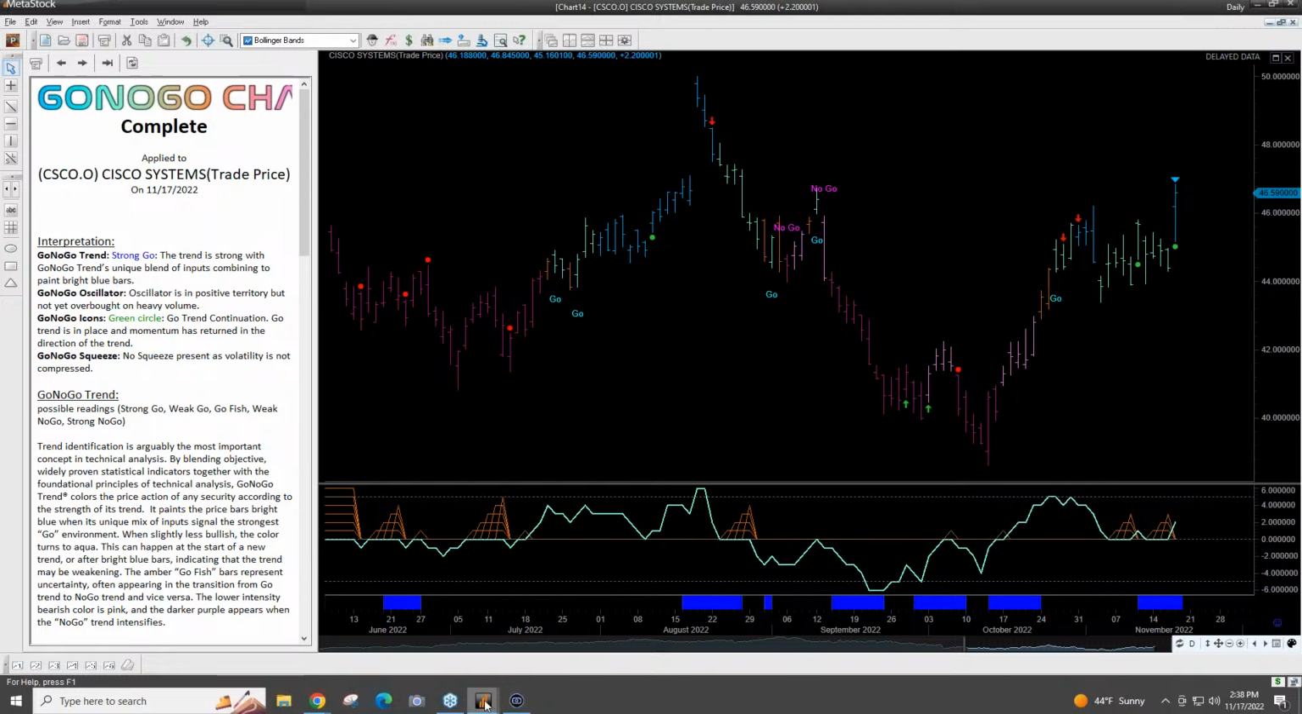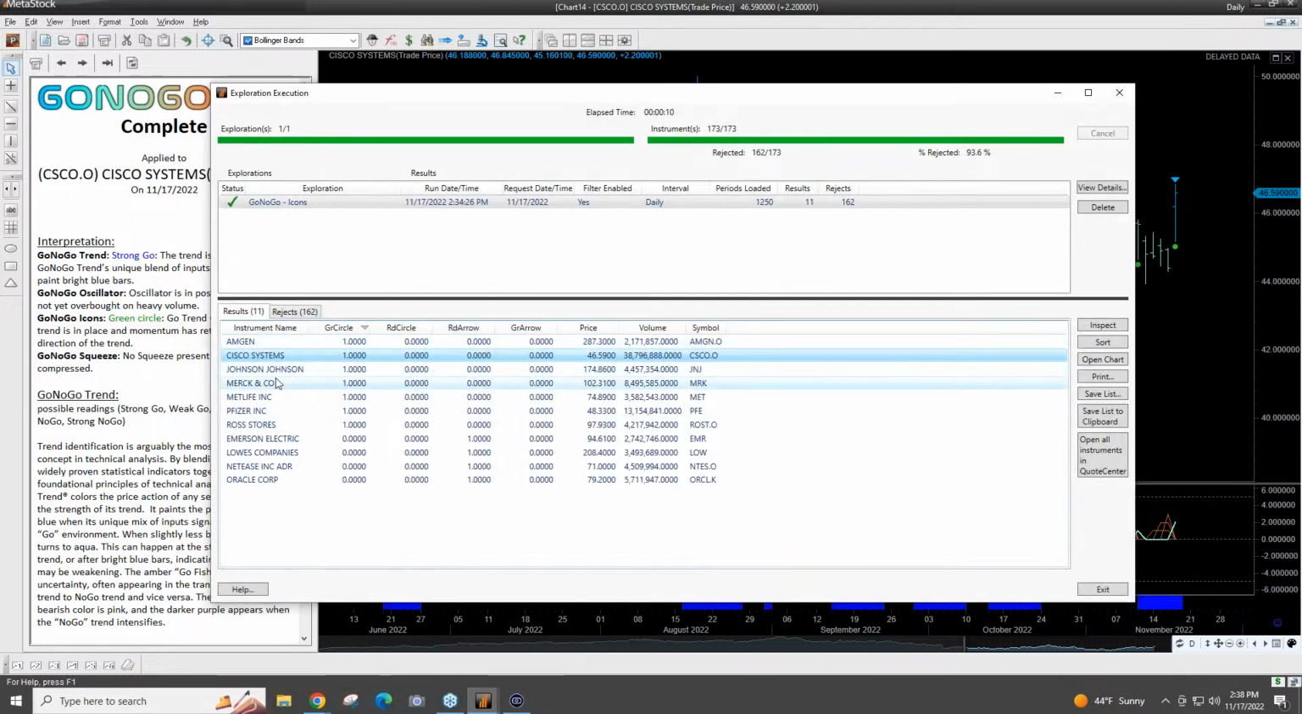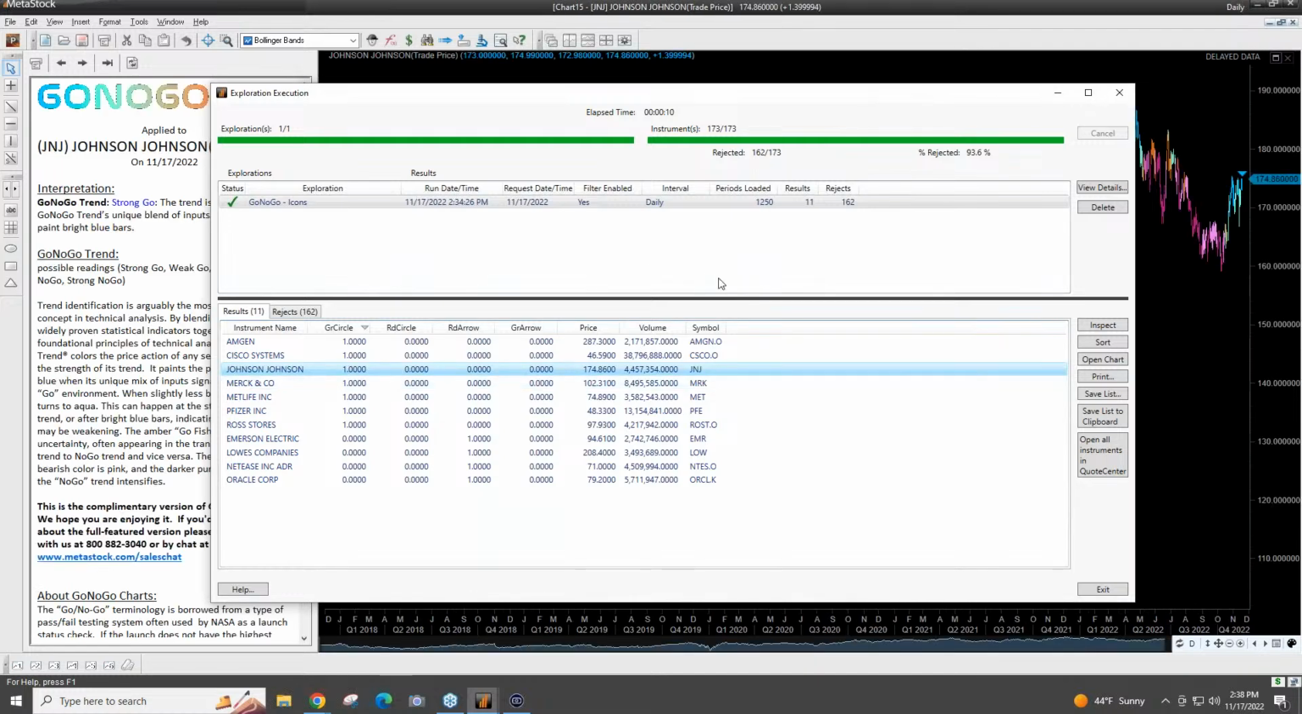Let's go and do some more scanning and look at these other ones. Let's go and do Johnson & Johnson. Had a green circle. Doesn't look like we had any arrows, so it's probably just in a continuation pattern right now, or continuation trend. Johnson & Johnson.